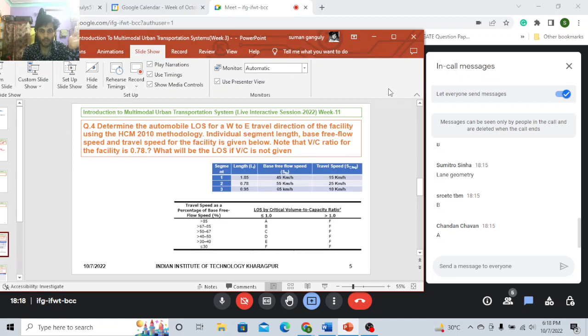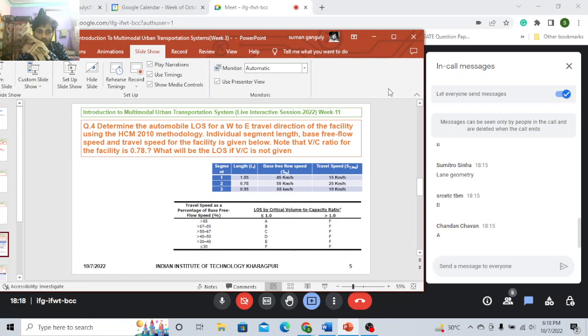Okay, so this is a problem. Determine the automobile level of service for a west to east direction facility using the HCM 2010 methodology. The individual segment length is given, base free flow speed is given, travel speed is given. Also I have given you the HCM 2010 chart which you can use to calculate your LOS. So I want you to calculate the LOS of this facility, considering we have 3 segments of a facility, and then we want to aggregate it and calculate the LOS of the entire facility, right?